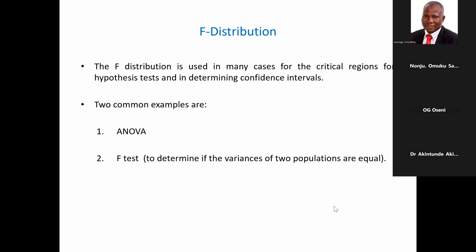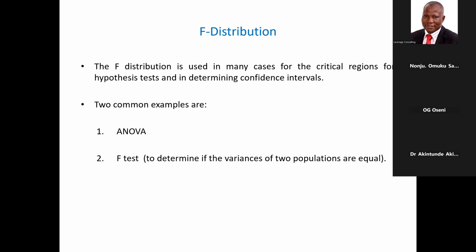So the F distribution is used in many cases for the critical region in hypothesis testing, and in determining confidence intervals. Two common examples are ANOVA, the one we have demonstrated, that is analysis of variance. We also use it to show if two variances are the same. Even ANOVA itself, though it's not comparing whether two variances are the same, is somehow dividing one variance by the other. It's dividing two variances. Of course, if they are the same, there is no difference.